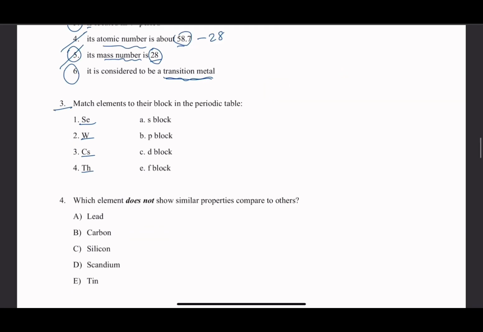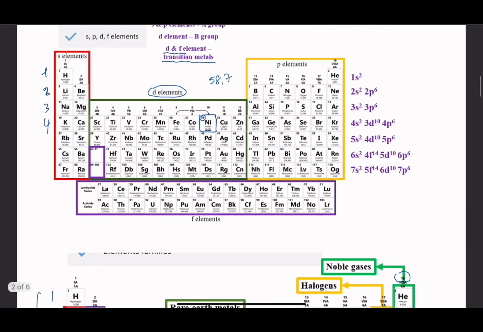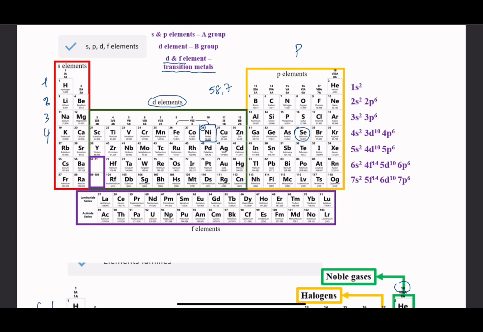Okay, for the third question, we have to match elements to their block in the periodic table. So let's find these elements. We have selenium, tungsten, cesium, and thorium. Let's locate them. We know that selenium is located here, and it's a P block element. And then tungsten is here, it is a D block element. And then cesium is here, it is an S block element. And then we had thorium, and it's here, and these are F elements.